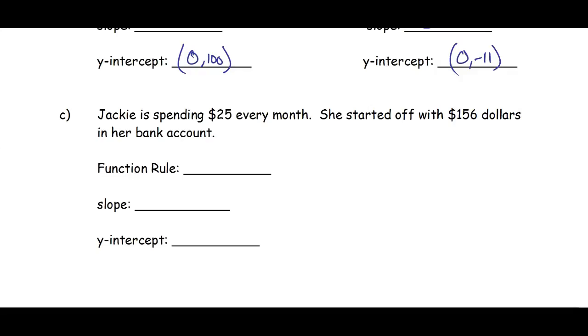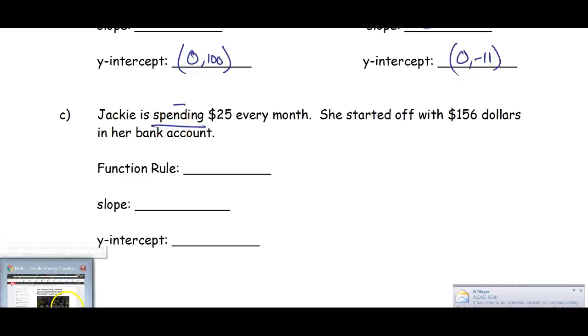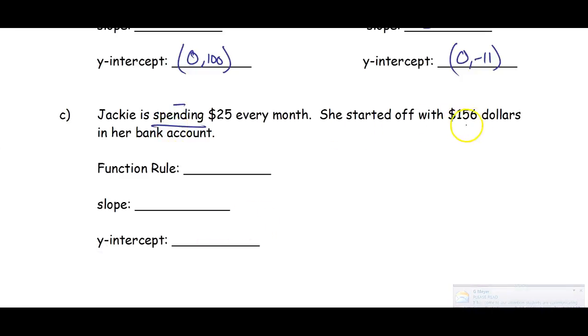All right, and lastly in our notes, Jackie is spending, decreasing $25 every month. Okay, she started off with $156 in her bank account. Okay, well there's your starting point. So 156 plus, I'm sorry, minus, since there's spending, 25 per month is going to be her savings. Okay, so the slope would be negative 25, and your y-intercept would be (0, 156).